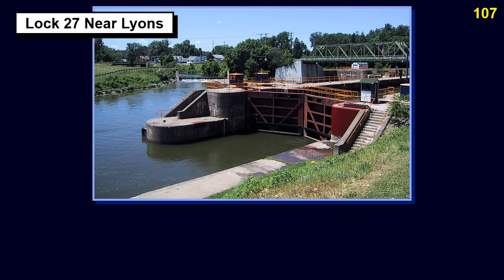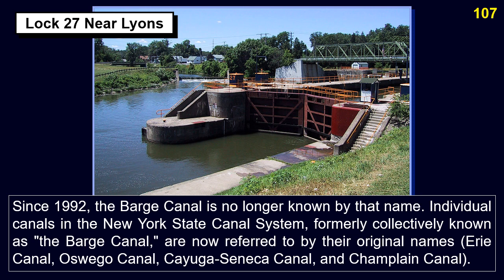Since 1992, the barge canal is no longer known by that name. Individual canals in the New York State Canal System, formerly collectively known as the Barge Canal, are now referred to by their original names: Erie Canal, Oswego Canal, Cayuga-Seneca Canal, and Champlain Canal.